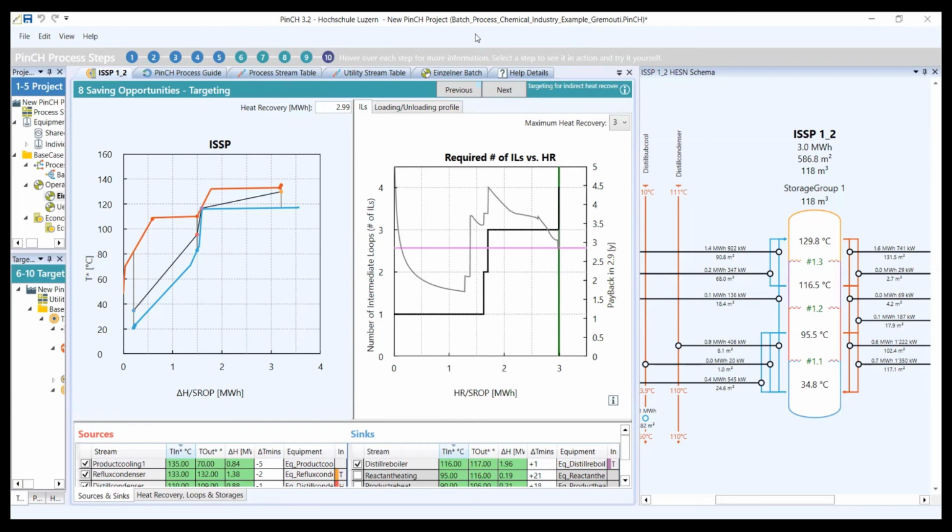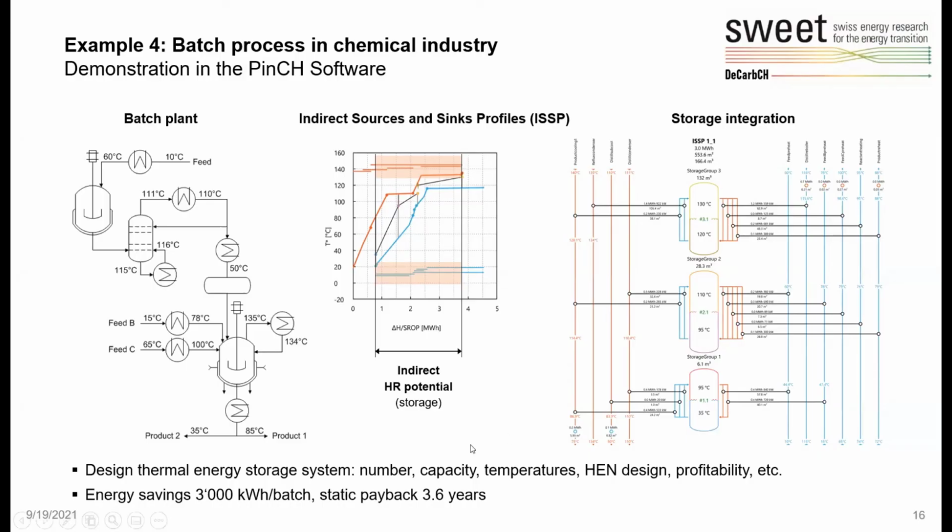Now I'm going to switch back to the presentation to continue and conclude. So that was example number 4 shown in the Pinch software, and there with other optimizations, we can see that we can reduce the complexity as well. I didn't get a chance to show that, but we have the ability to hydraulically decouple each of the designs so that we can have just 3 stratified tanks rather than 1 larger one.